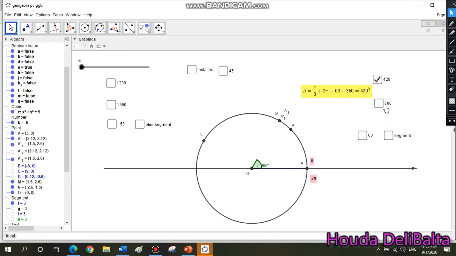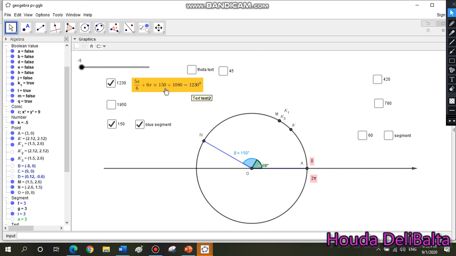Now, let's move to another angle whose measurement is 150. So as you see, this is an angle whose measurement is 150. Definitely 150 is less than 180, so it is definitely a principal value. Now, if I talk about the angle whose measurement is 1230, notice that 1230 is equal to 150, the angle plotted, plus 1080. 1080 is corresponding to 6 pi in radians. 6 times 180, if we substitute pi by 180, we will get 1080.